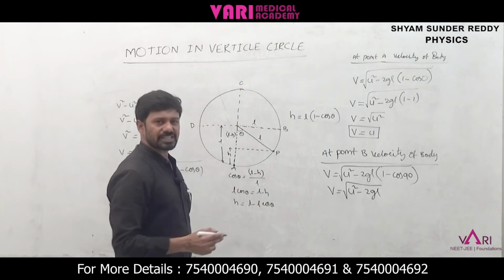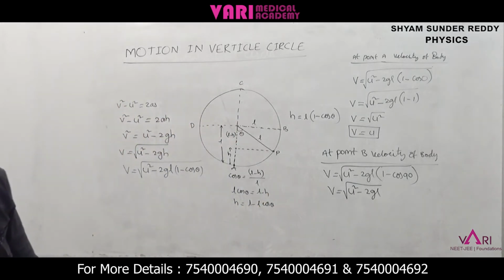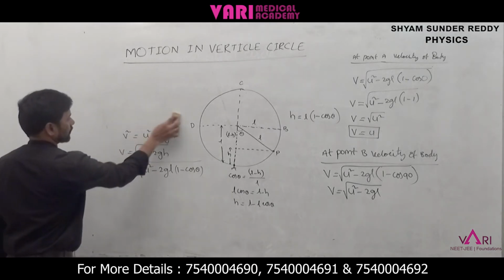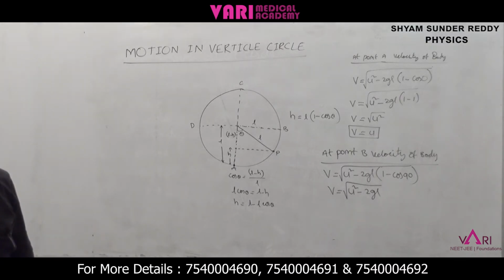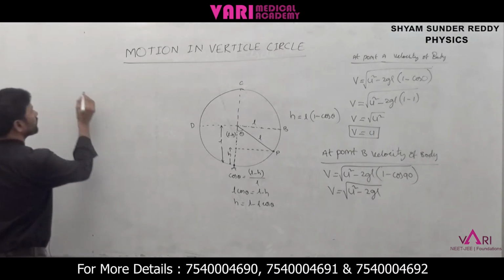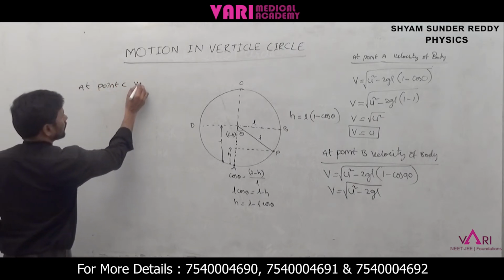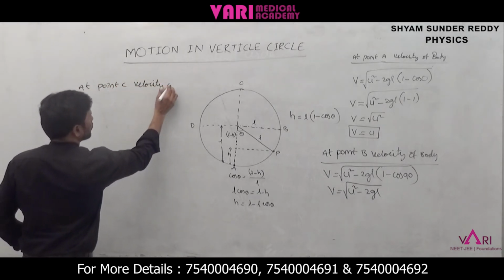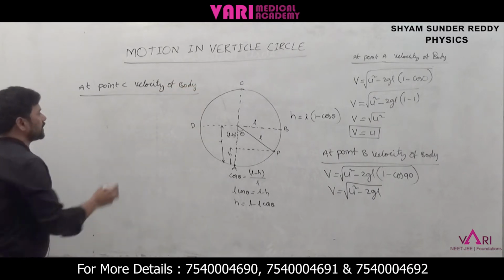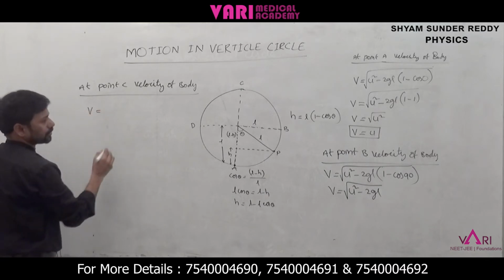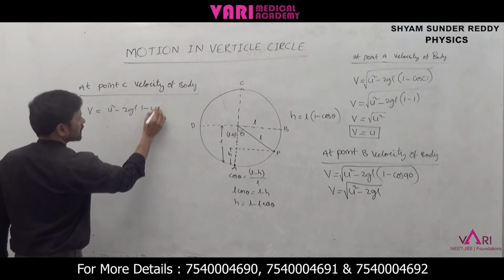At point C also we can check. At point C, the velocity of the body, I will write here. Velocity of body. Look at this. V is equal to the square root of U square minus 2gL into (1 minus cos θ).